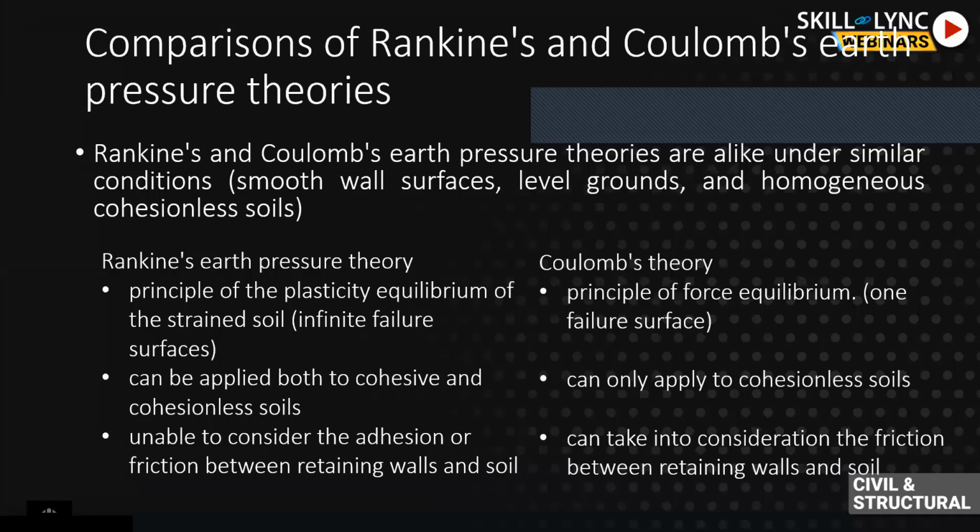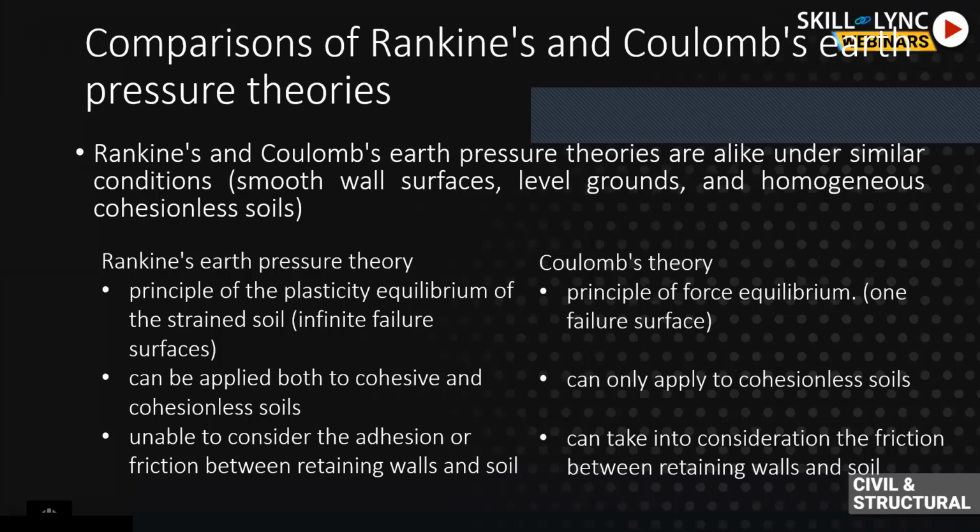The major difference is point number 3, unable to consider the adhesion or friction between retaining walls. Rankine's earth pressure theory doesn't consider any adhesion or friction between the retaining wall and soil, whereas Coulomb's theory takes into consideration the friction between retaining wall and soil. Coulomb's earth pressure theory can be used in cohesionless soils, whereas Rankine's earth pressure theory can be applied to both cohesive as well as cohesionless soil.